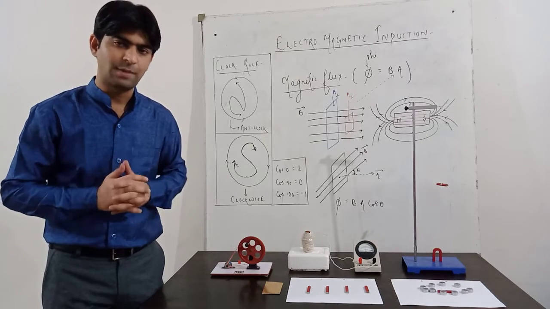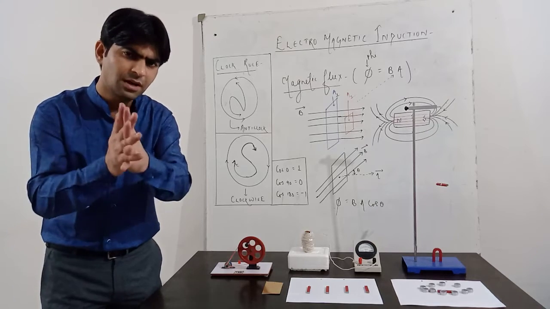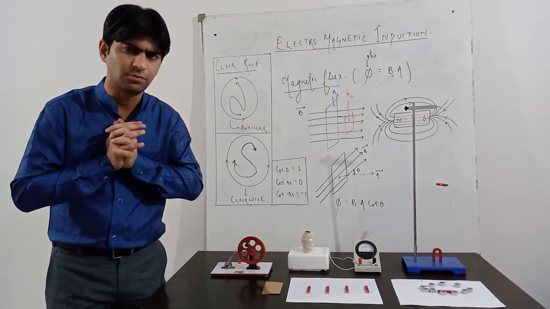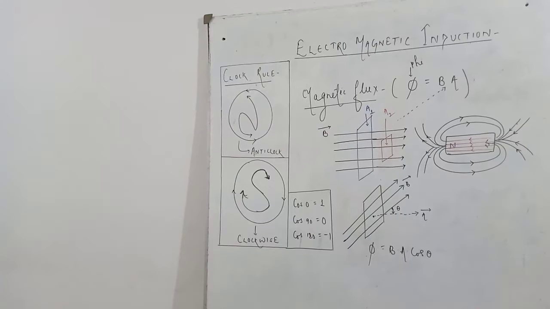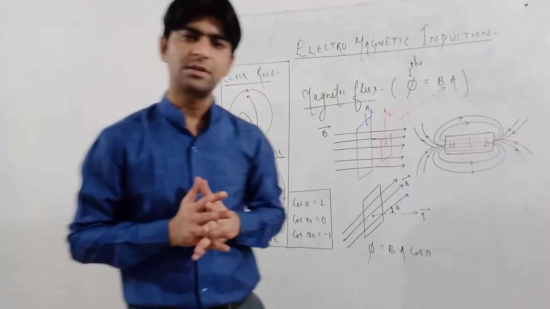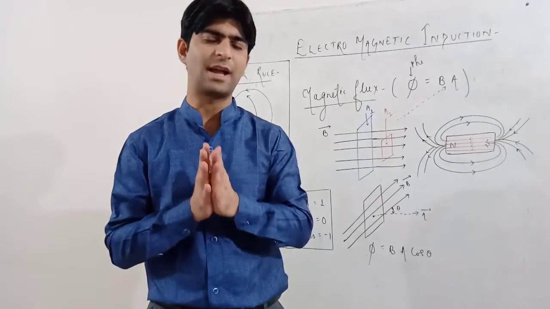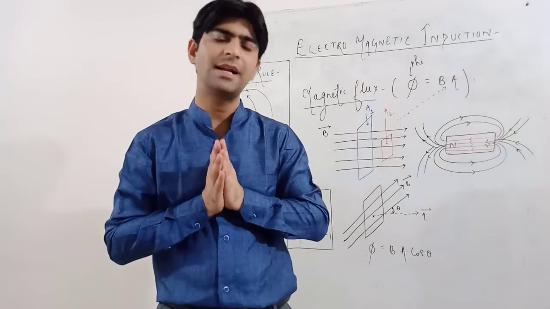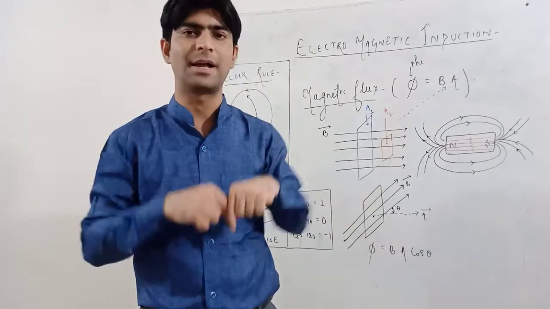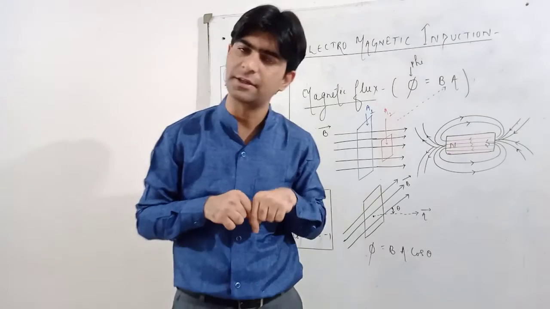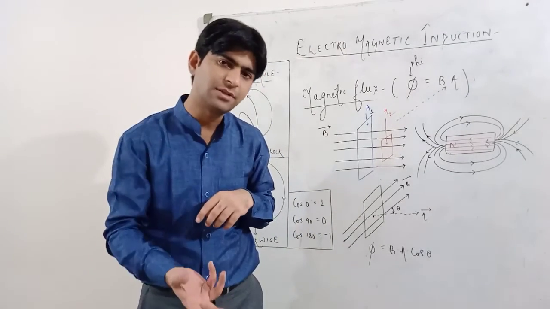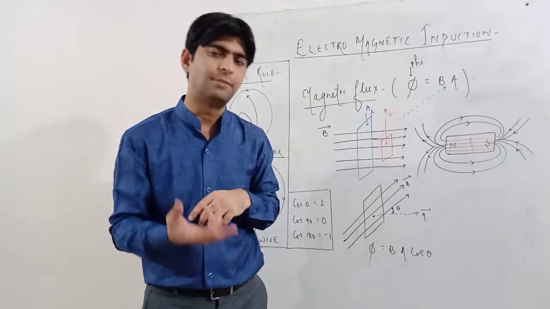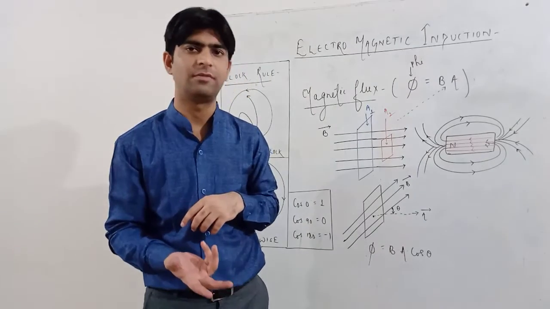Before starting with electromagnetic induction, we have to discuss a little bit about magnetic flux also. In the previous class, we had a discussion on magnetic field and magnetic field lines, and I told you that the magnetic field is the region around any magnet up to which it has its magnetic effect, whereas the magnetic field lines are the pictorial representation to show the magnetic field of any magnet.